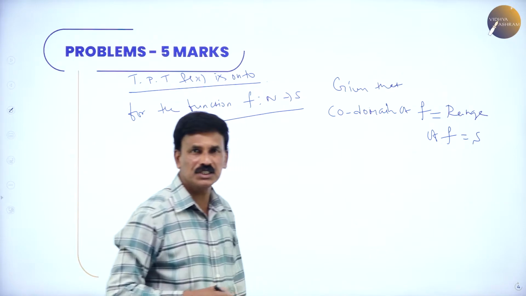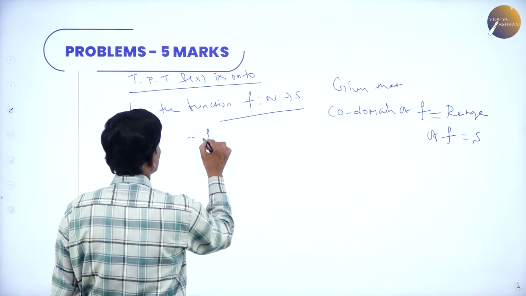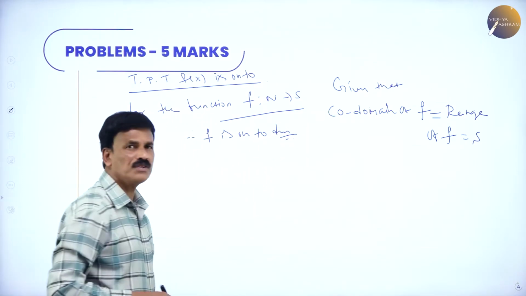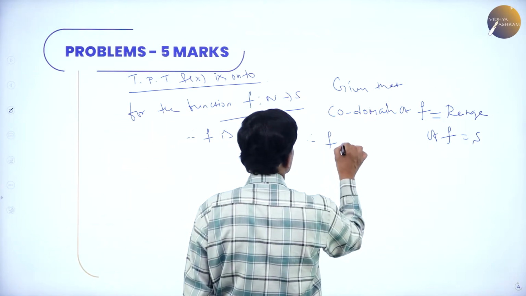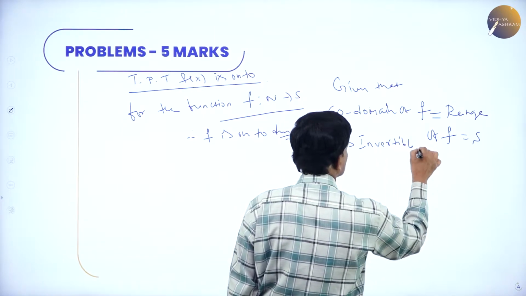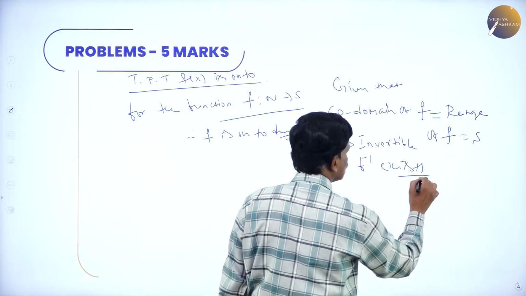That is the given condition. Therefore, f is an onto function. Therefore, f is invertible, and f inverse exists. That's it. This is the second part.